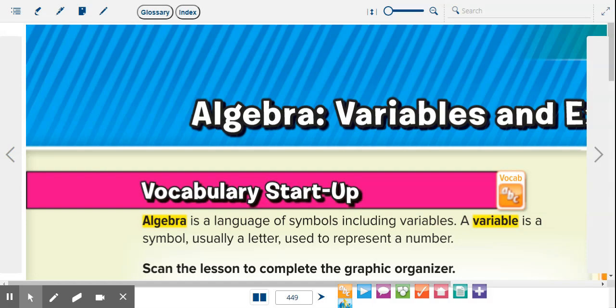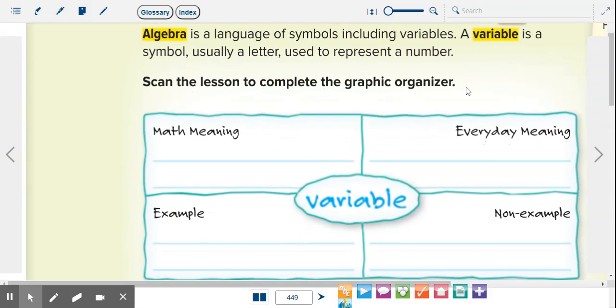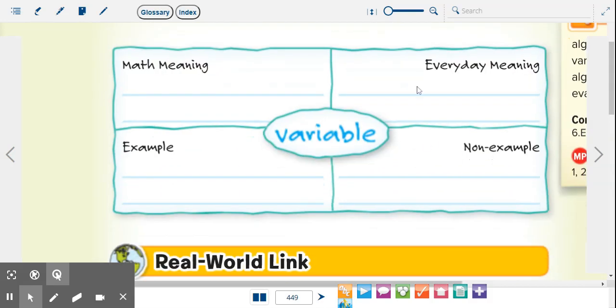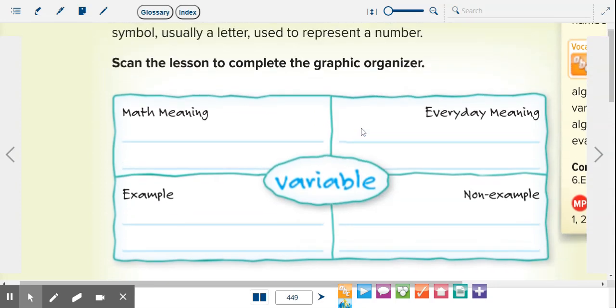Now, right here in the vocabulary startup, okay? Algebra is a language of symbols, including variables. So a variable is a letter, or a symbol, usually a letter, that represents an unknown number, basically. So we're going to start using this graphic organizer. It sets up how you do vocabulary. We're going to start using these on almost an everyday basis. I like this setup. Right here in the middle, we have our vocab term, variable. That's what we're going to be working with.